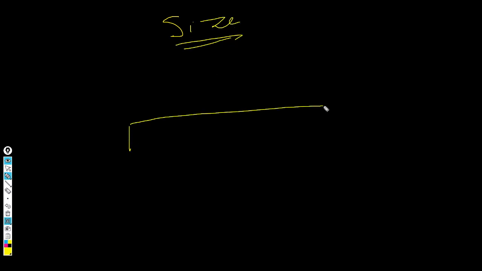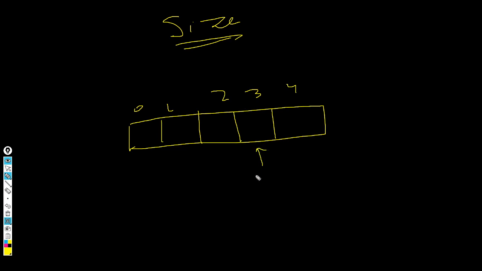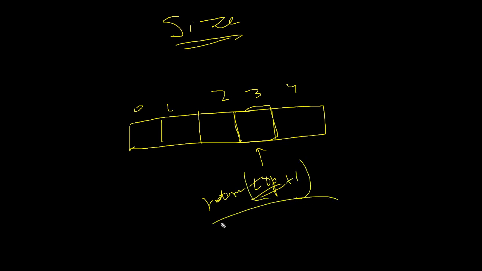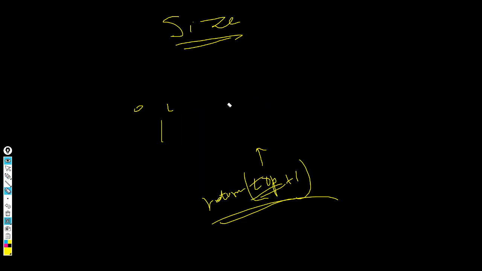So if you remember in array, how did we calculate the size of our stack? In the array implementation, suppose the top is currently pointing towards this particular block of the array. We simply returned top plus one, right? Because we knew that the number of elements is nothing but one more than the current index which the top is pointing to. But in a linked list, there is no such concept of indices, right?